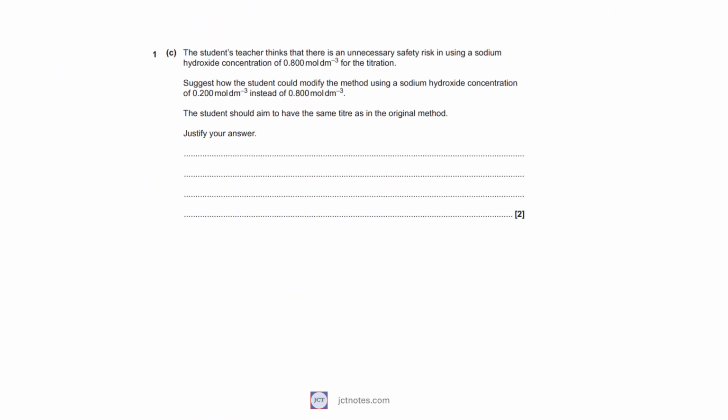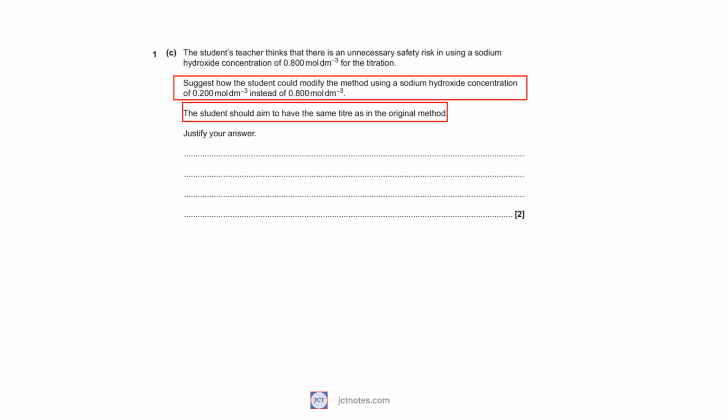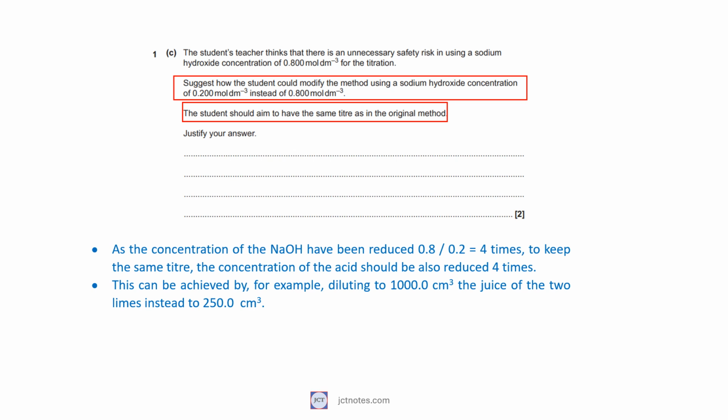In part C of question 1, we are asked how the student could modify the method using a sodium hydroxide concentration of 0.2 molar instead of 0.8 molar. The student should aim to have the same titre as in the original method. As the concentration of the sodium hydroxide has been reduced 4 times, to keep the same titre, the concentration of the acid should also be reduced 4 times. This can be achieved by, for example, diluting the juice of the 2 limes to 1000 cubic centimeters instead of 250 cubic centimeters.